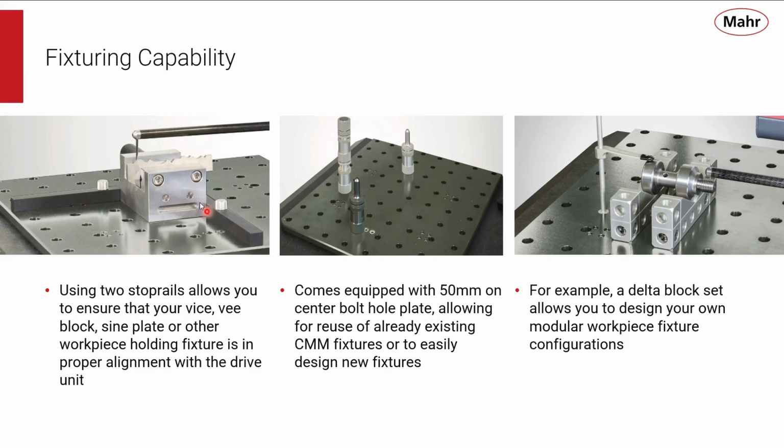You can also use two stop rails that ensure that your generic vise, V, sine plate, or other fixture is in proper alignment with the drive unit, and that you are square with the probe to give you the best measurements possible.